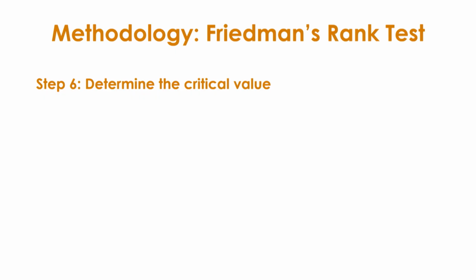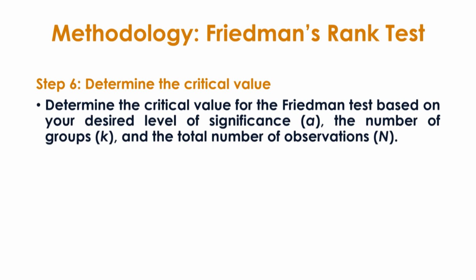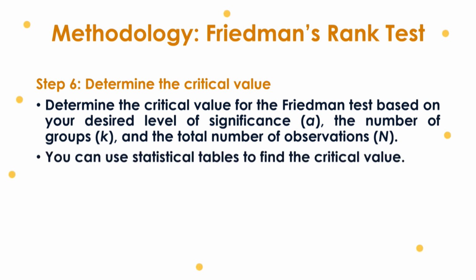Next, step 6. Step 6 is we have to find the critical value. Determine the critical value for the Friedman test based on your desired level of significance. We know that the desired level of significance is usually notated as alpha, and the number of groups we already discussed as K, and the total number of observations is N. Now we can use the statistical table to find the critical value.